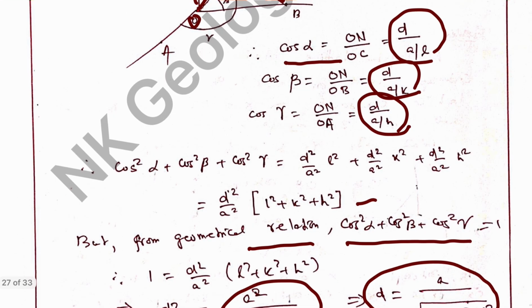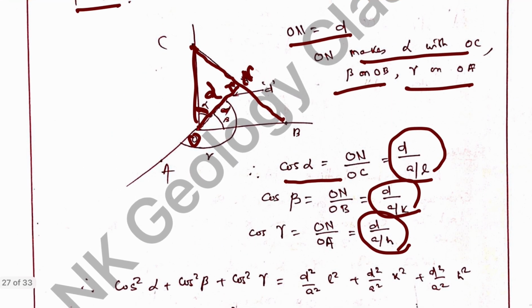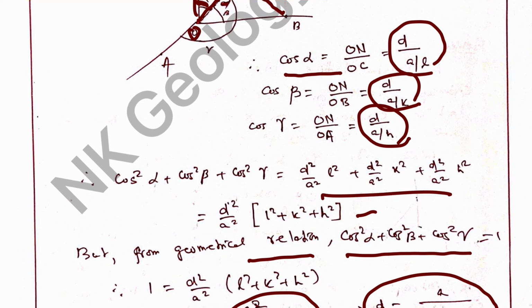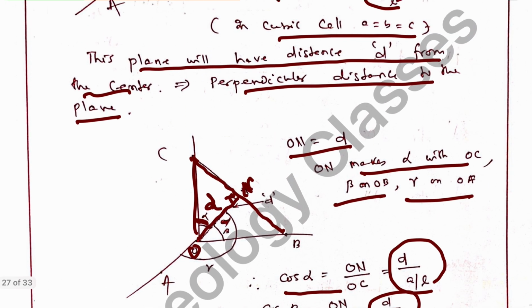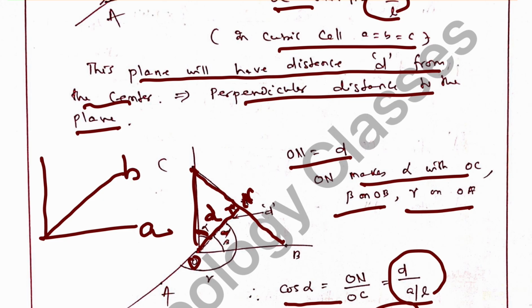If we take, I can derive this formula. Let us see. If it is not a cubic cell, we can have these three axes: A, let us say this is B, this is C.